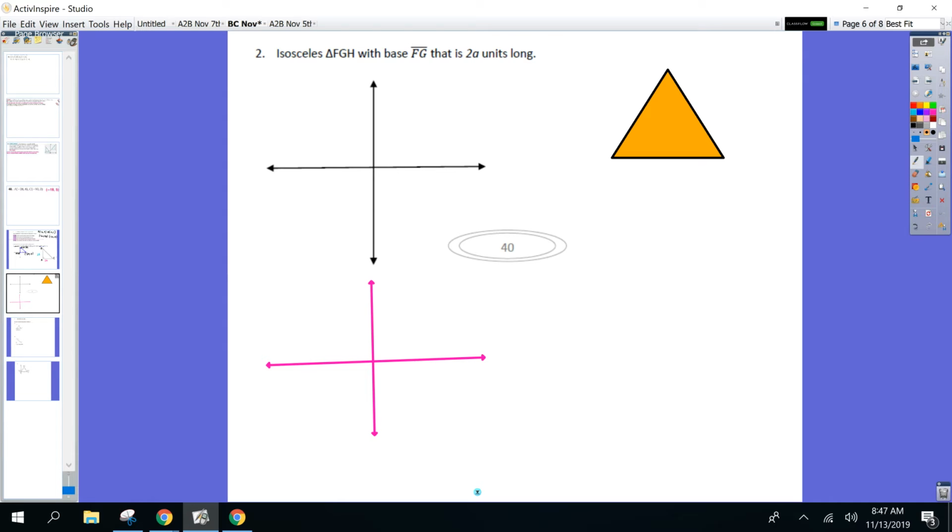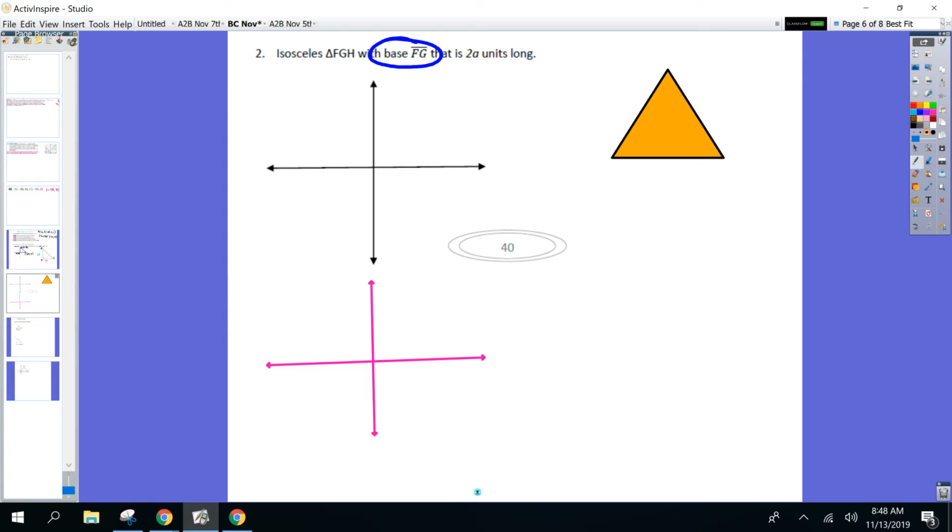All right, now we go to isosceles, which is a little bit tougher to graph with the variables. I use a vocabulary term right off the bat. I got isosceles triangle FGH, base FG. Base does not equal bottom. What did we say was the base of an isosceles triangle? Not the bottom. It's the non-congruent side. Yes, so the non-congruent side will be 2a units long.